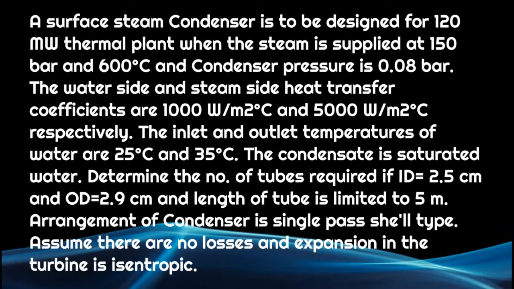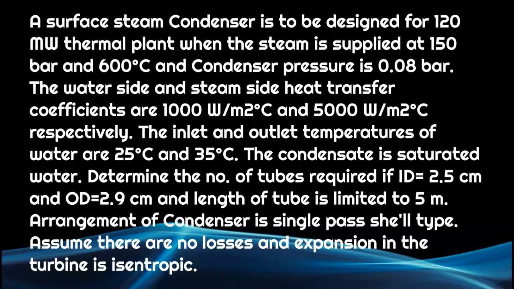A surface steam condenser is to be designed for a 120 megawatt thermal plant when the steam is supplied at 150 bar and 600 degrees Celsius. The condenser pressure is 0.08 bar. The water side and steam side heat transfer coefficients are 1000 watt per meter square degree Celsius and 5000 watt per meter square degree Celsius respectively. The inlet and outlet temperatures of water are 25 degrees Celsius and 35 degrees Celsius. The condensate is saturated water.